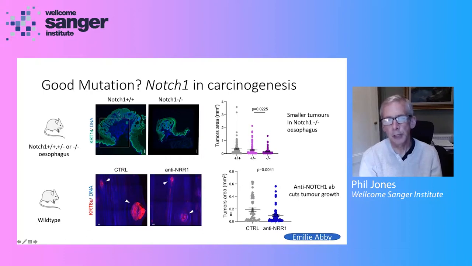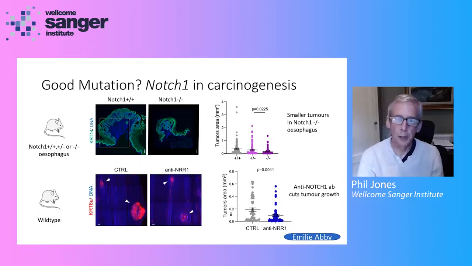And what was striking is that the tumours where Notch1 is wild type were substantially larger than those lacking Notch1. So in the absence of Notch, tumours are smaller, and those large areas of human esophagus might indeed be generating less aggressive tumours than those coming from the non-mutated areas of the esophagus.